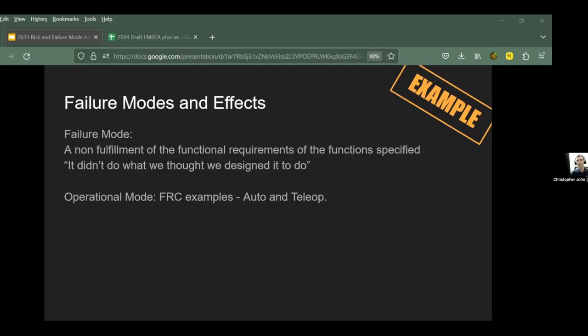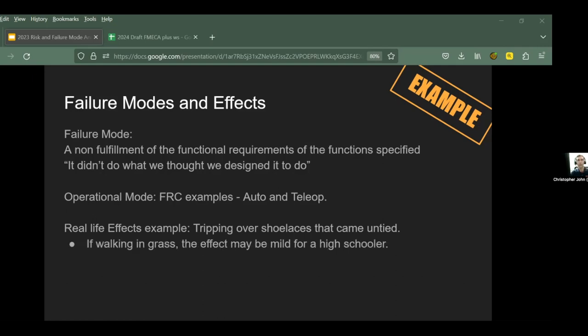For a real-world example, consider when someone has tied their shoelaces, but the knot came undone. If they trip, their operational mode matters. Falling in the grass might not be a problem. But what if they are the ones carrying the robot onto the field? The same effect occurs to the person in either one. They lose their balance and potentially fall. But there's a major difference on the effect on what they were trying to do. They could fall, get grass stains, and potentially get injured, versus they could fall and potentially get injured, plus have potential robot damage.